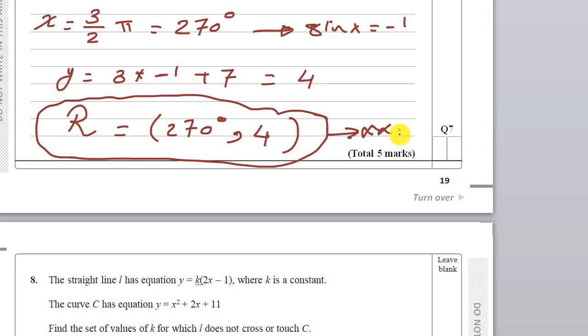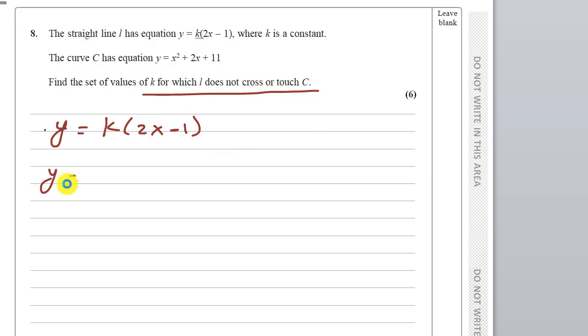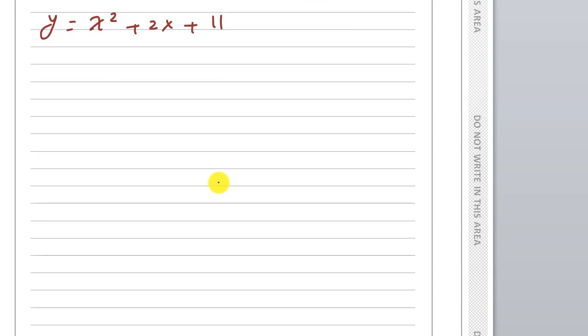Let us go ahead to another question. The straight line L has an equation y equal to k(2x minus 1), where k is a constant. The curve C has an equation y equals x squared plus 2x plus 11. Find the value of k for which L does not cross or touch C. So the line is y equal to k(2x minus 1), and the curve is y equal to x squared plus 2x plus 11. Let us make the two equations equal.